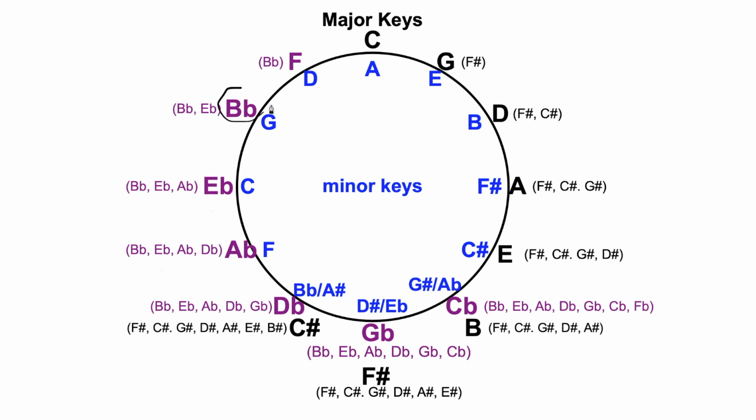So the flats actually start from here. The key of F has a B flat in it. And then as you move to the next key, the key of B flat, you add an E flat. As you move to the key of E flat, you add an A flat.